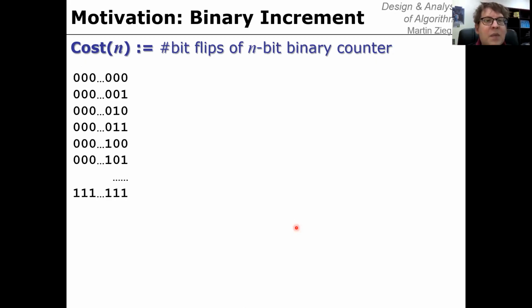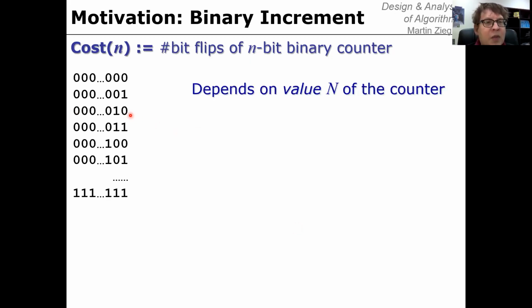So here you see an example of an n-bit binary counter and all its possible states, its possible values, its possible bit combinations. And how much it costs to increment this counter depends, of course, on the value, right? So if we want to increment this value, then 1 bit flips. If we want to increment this value, then 3 bits flip. This 0 becomes a 1, this becomes a 0, this becomes a 0, so 3 bits flip. So that's why the cost of incrementing a binary counter depends on the input, right?